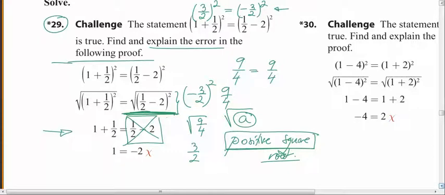You cannot take the square root of that before completing all the operations under the square root and basically coming up with the positive square root, the principal square root, of whatever that value is, in this case 9/4. Okay, I hope it makes sense.